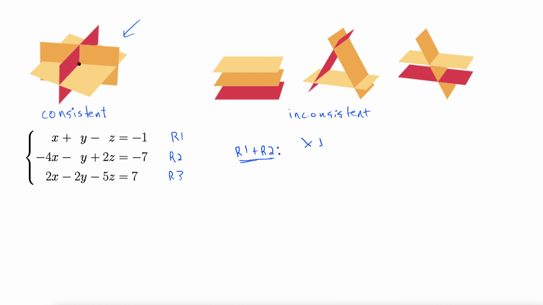We have x plus y minus z equals negative 1. Negative 4x minus y plus 2z equals negative 7. Okay, I add them together. Negative 3x. The y's drop out as intended. Okay, plus z equals negative 8.